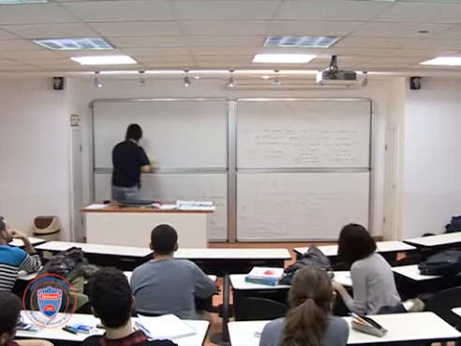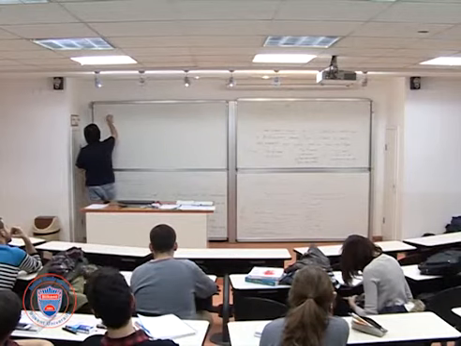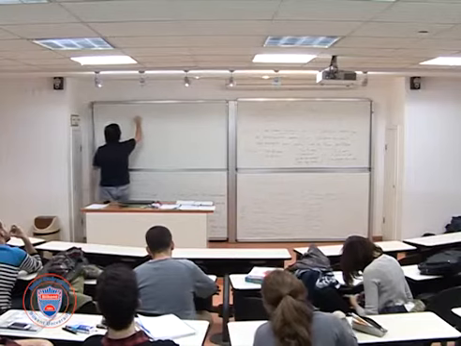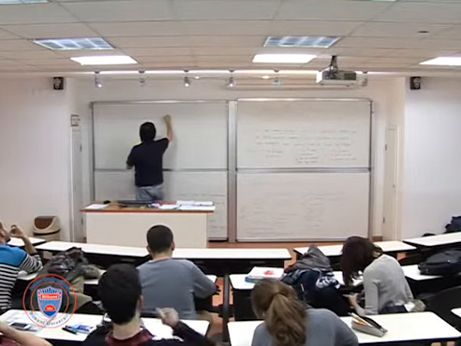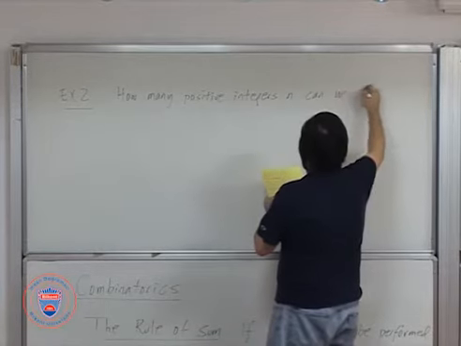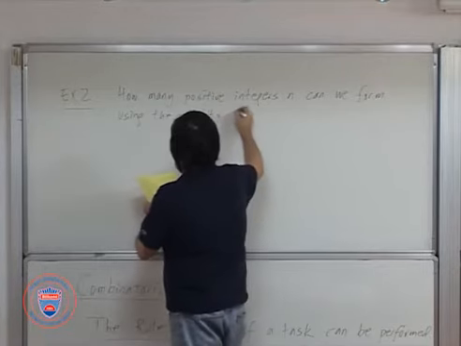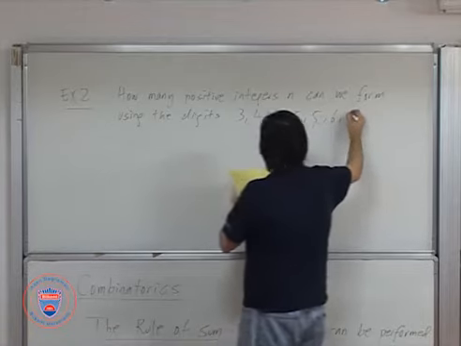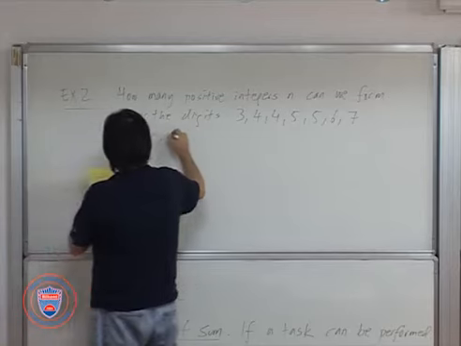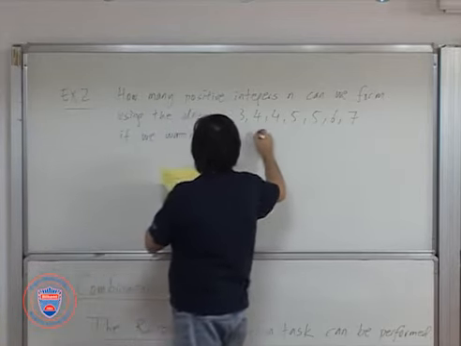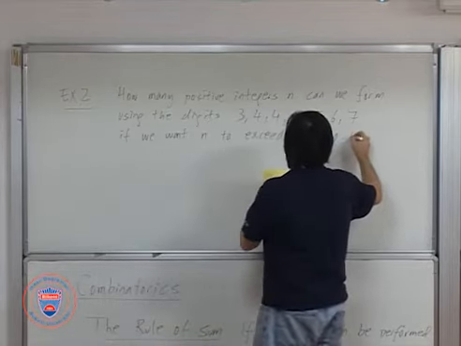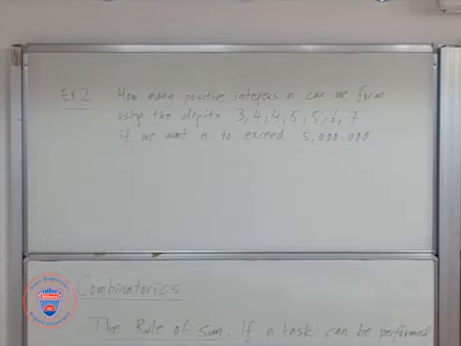I will write you another question, which doesn't even look like you have 2 cases. How many positive integers n can we form using the digits 3, 4, 4, 5, 5, 6, 7 if we want n to exceed 5 million? So if you want to form a number bigger than 5 million, how many integers can you find like this using these digits 3, 4, 4, 5, 5, 6, 7.